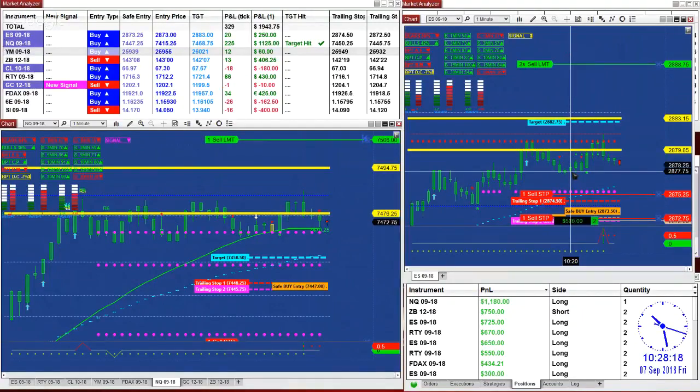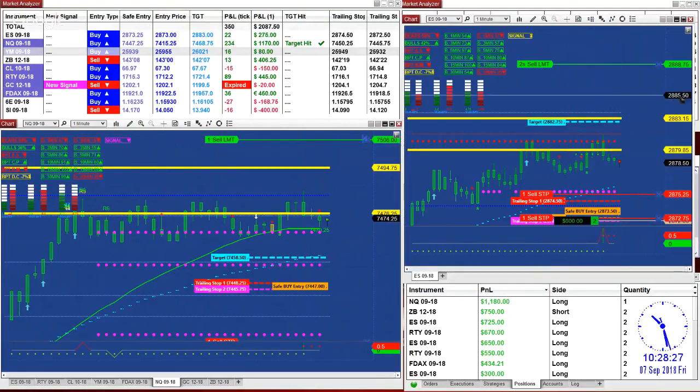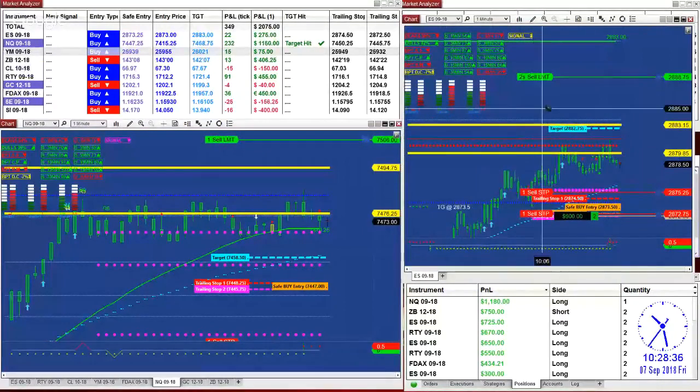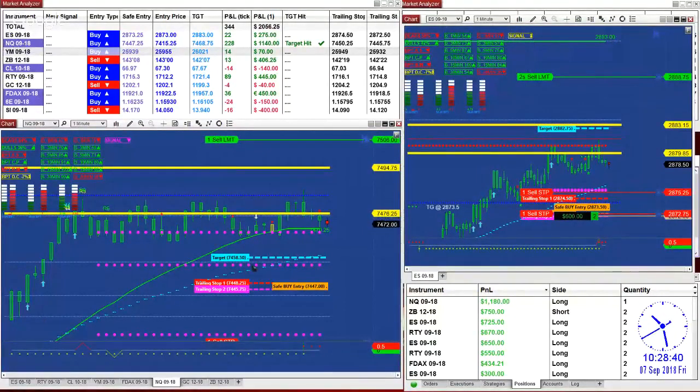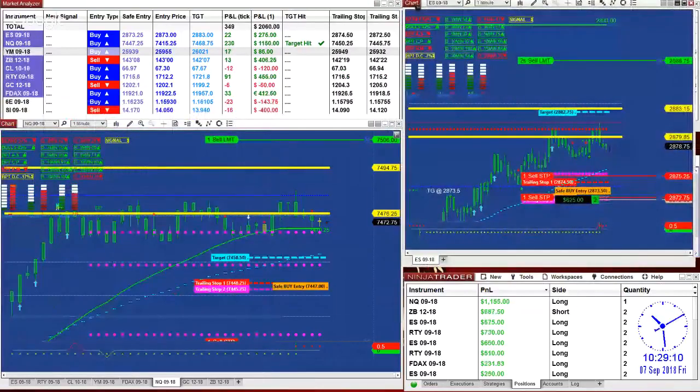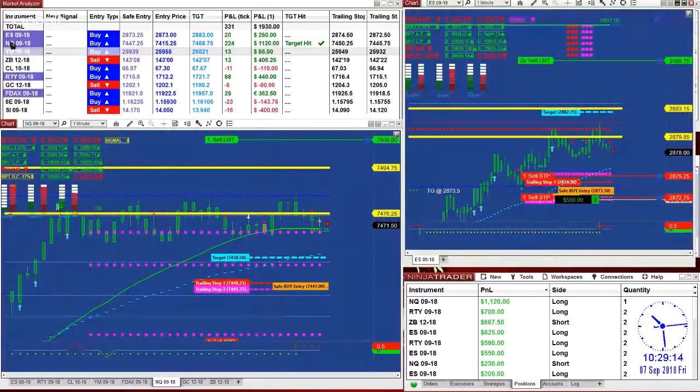Okay. Let's see. This is very, very serious. You see how the NASDAQ is holding? The NASDAQ is holding this area with no problem. Now we are worried about the ES. Let's see what the scalper is doing. Oh boy, the ES is going down. Let's see.